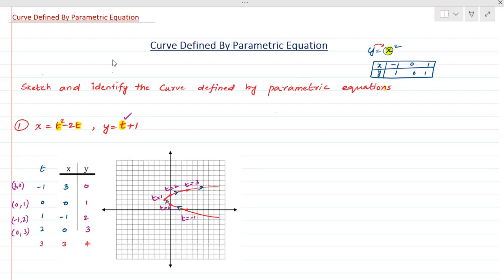So this is one method you can do, or otherwise you can just eliminate the parameter. There is one more trick. I will eliminate the parameter.